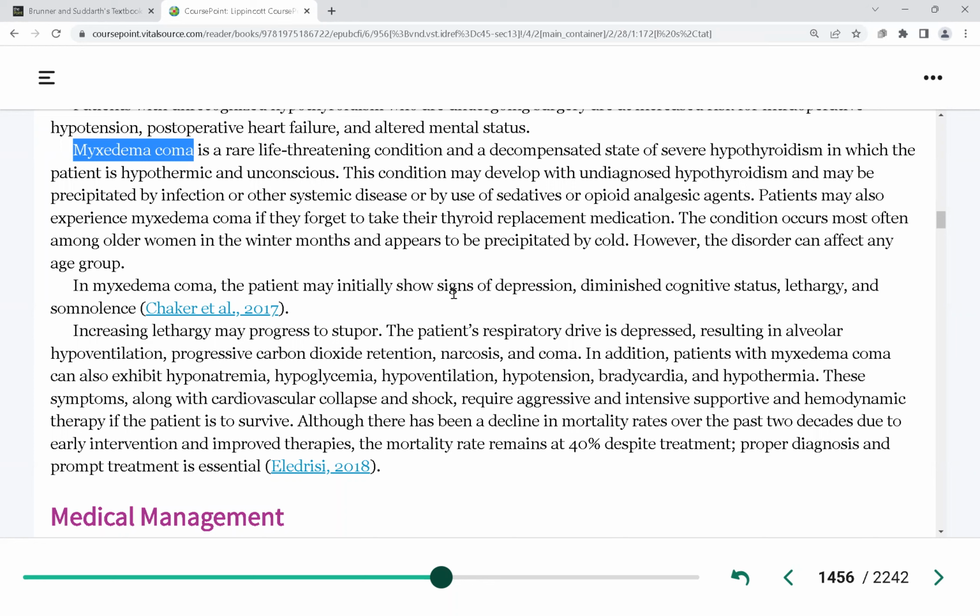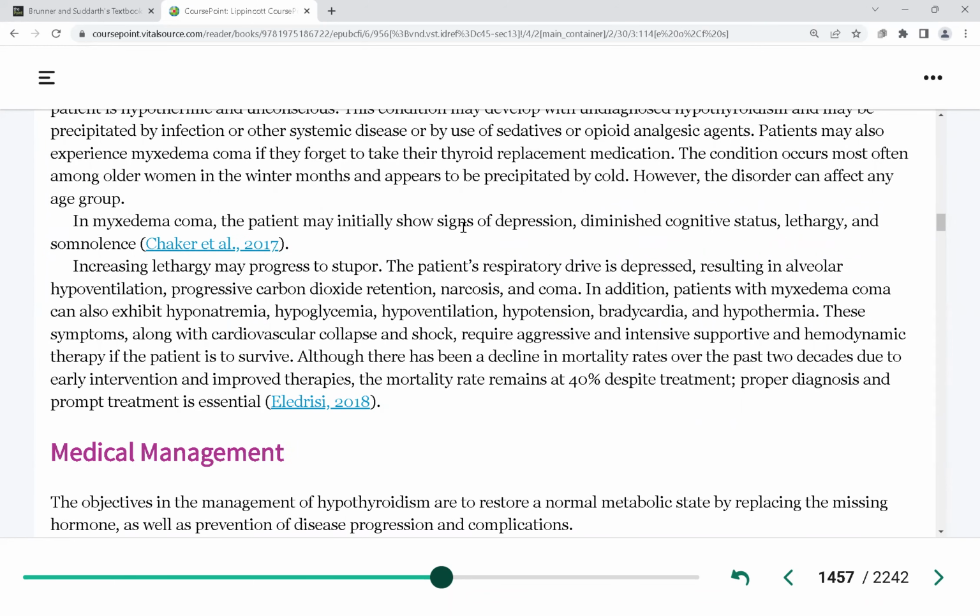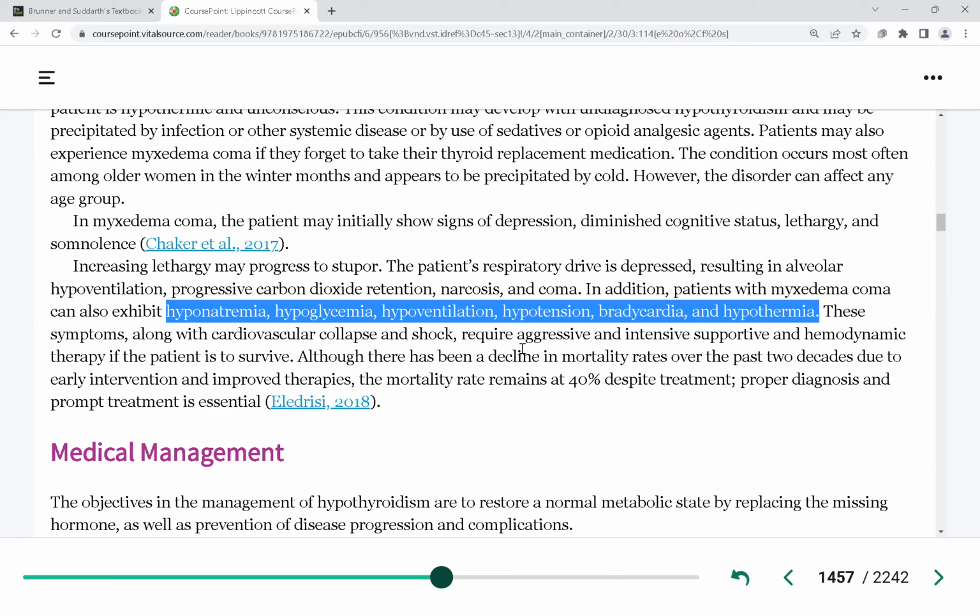So in myxedema coma, you'll see that they're going into this condition. These are the early signs: they have depression, lethargy, diminished mental status, and somnolence. And then if the patient continues to not receive the thyroid hormones, it will progress to stupor. Stupor meaning they're no longer responsive. They're almost catatonic, just staring blankly, not responsive. I mean, they're awake, but not responsive at all, and they'll go into respiratory failure. Lungs will collapse. They go into respiratory acidosis, and this is now what's going to kill the patient, because they'll go into hyponatremia, hypoglycemia, hypoventilation, hypotension, bradycardia, and hypothermia. Can these kill the patient? Yes, definitely, 100%. The patient will die because of this condition.